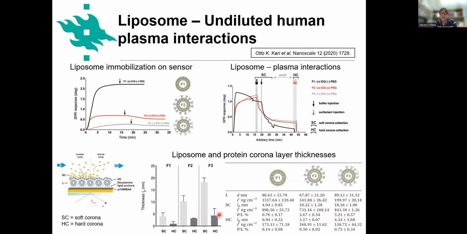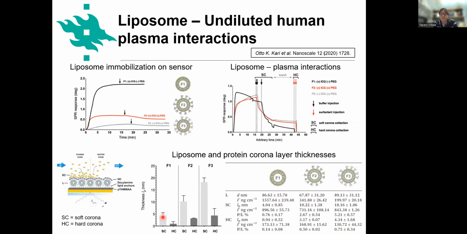Normally, one says that you pegylate particles because you want to actually suppress protein absorption. But in this case, this clearly shows that when we have PEG, we have more proteins on the surface than without PEG. So this is a very nice approach then to show which proteins we have on the surface.